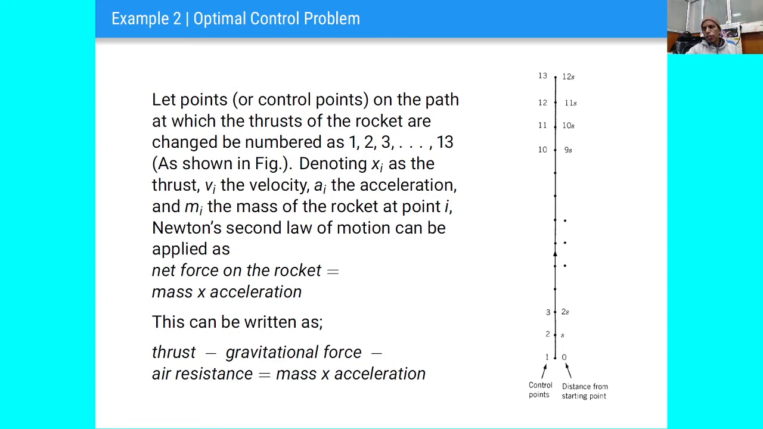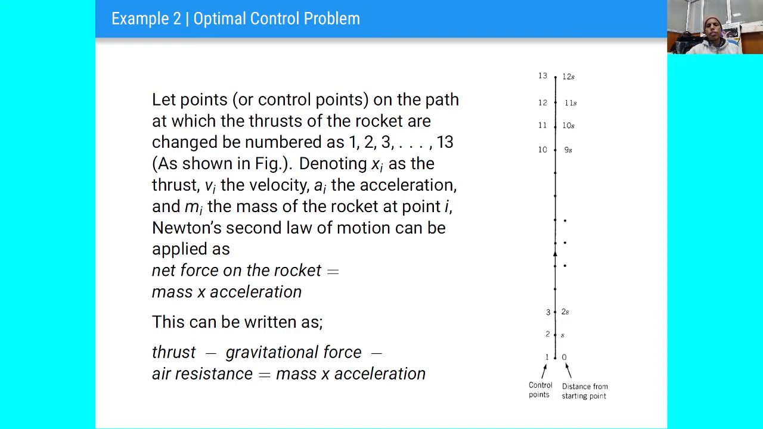Yes. So a similar thing will be repeated for the distance from control point 2 to 3. Here also, how much distance is there? S to 2s. So the distance traveled will again be s. The segments are of equal distance. Okay, so again in this segment, the reduction in mass will be k2 into distance traveled.